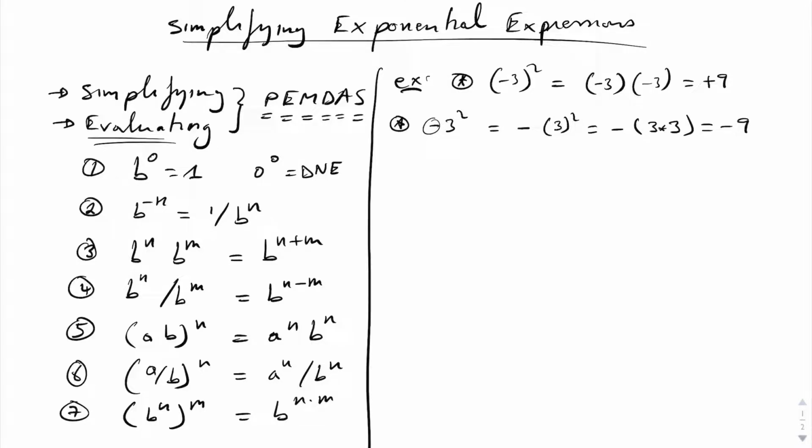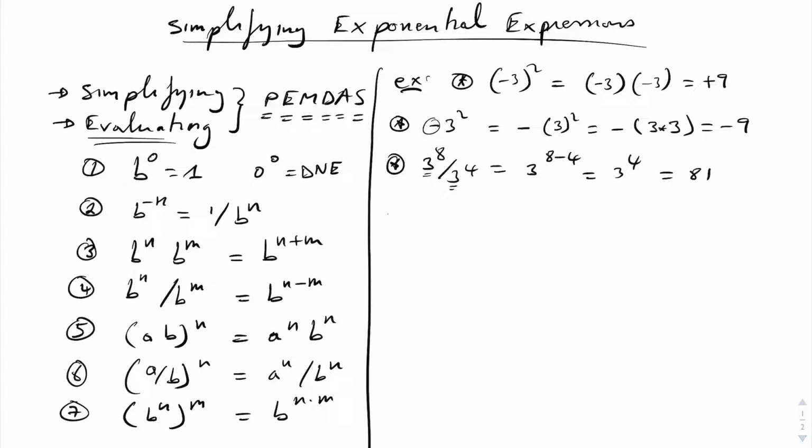Next, we have 3 to the power of 8 divided by 3 to the power of 4. For this particular one, we're going to use rule number 4, and you see that you have the same base here, 3, and the exponents are 8 and 4. So in order to simplify or evaluate it, you're going to have 3 raised to the power of 8 minus 4, which should give you 3 raised to the power of 4, and that should give you 81.